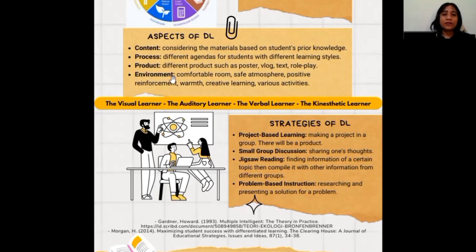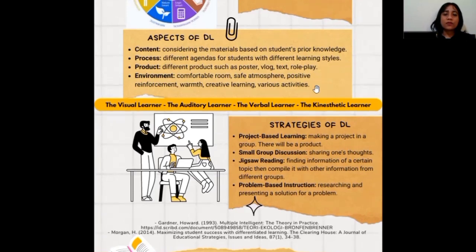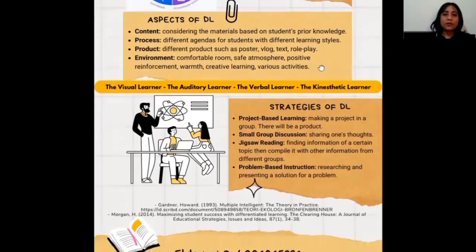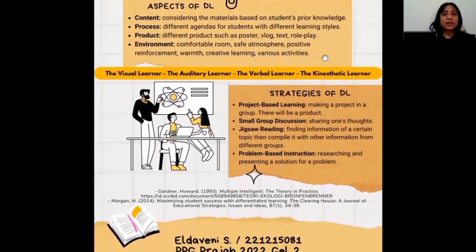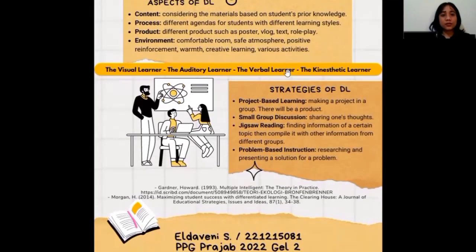And then about the environment, it's about making the atmosphere comfortable for the students, such as a comfortable room, a safe atmosphere, positive reinforcement from the teacher and the peers, warmth, creative learning, and various activities. So those will give more motivation for the students. So the environment will be interesting and comfortable for the students.